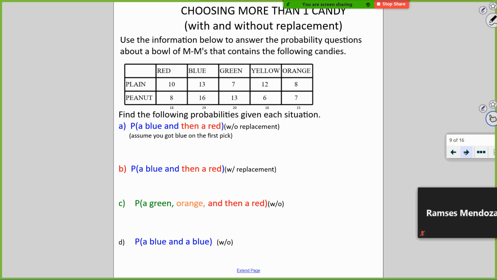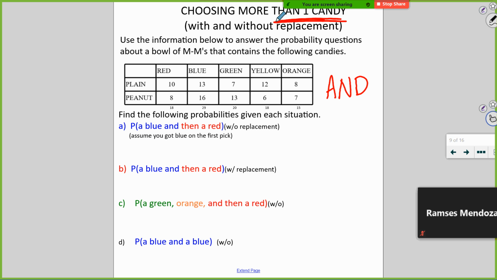All right, so this is our last type that we're going to do today. I think this is our last type. Yep, this is our last type we're doing today. Okay? So this is when you choose more than one M&M, right? So our last problems were an or. These problems are an and. All right?